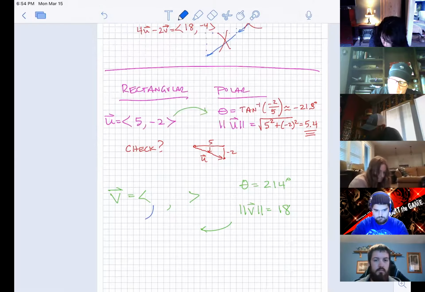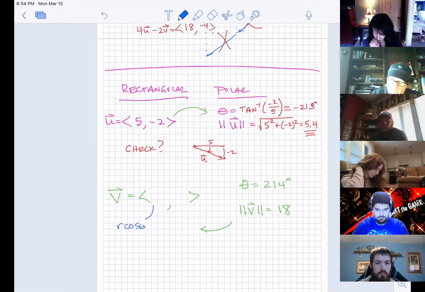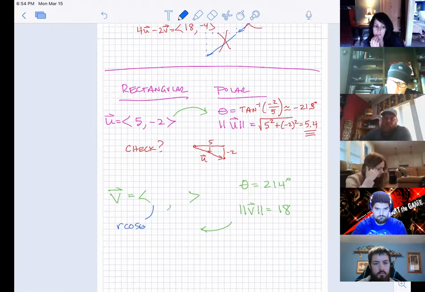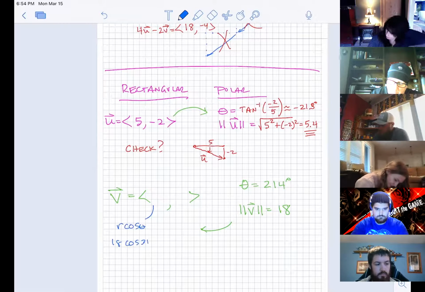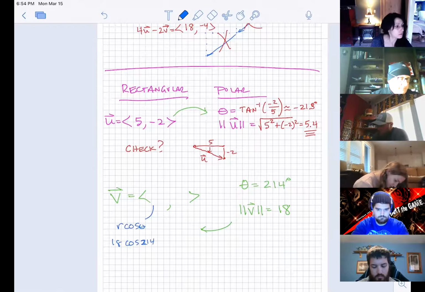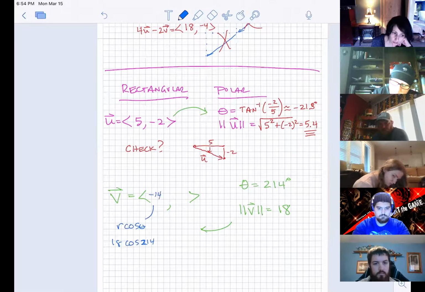So if you use the formula, X is R cosine of theta. Cool. So you mean I just go 18 times the cosine of 214? Yeah, that's exactly right. The 214 will take care of whether it's positive or negative automatically. I got negative 14.9.